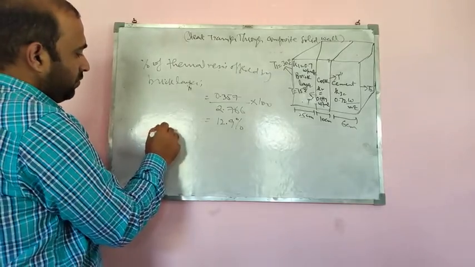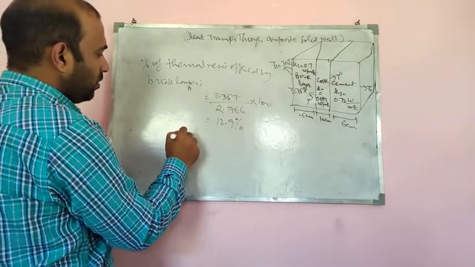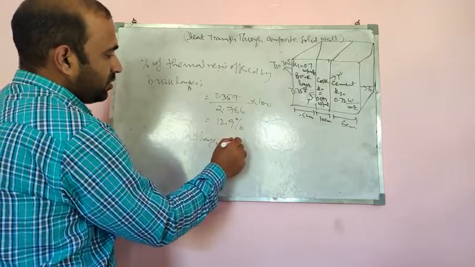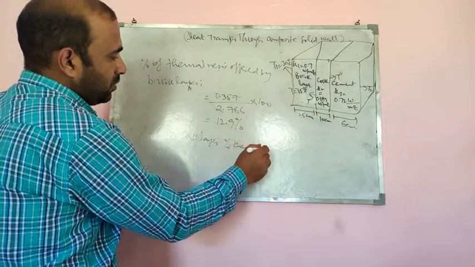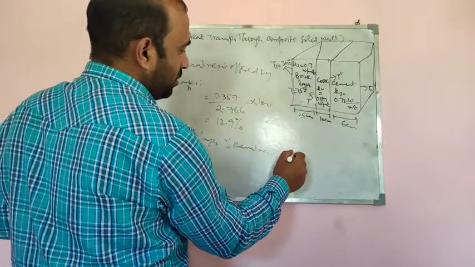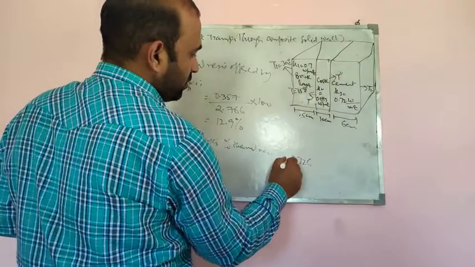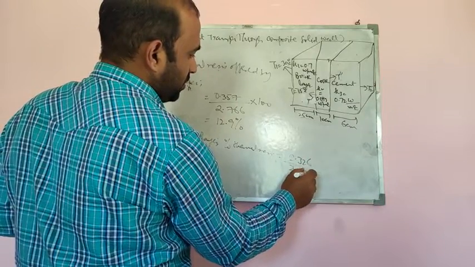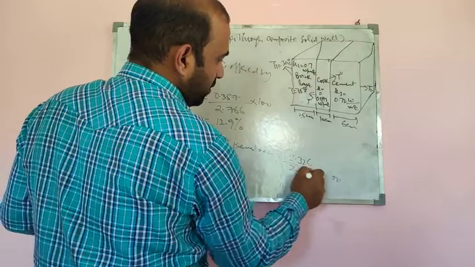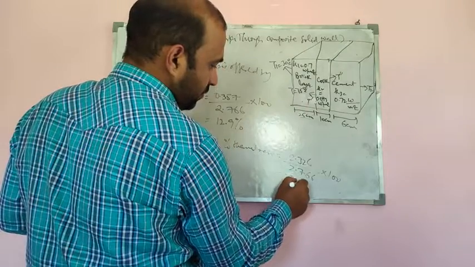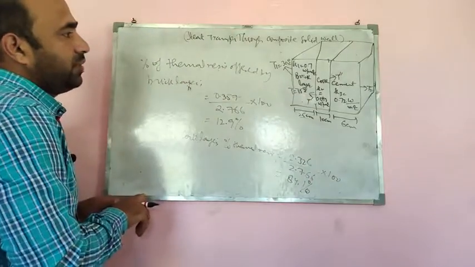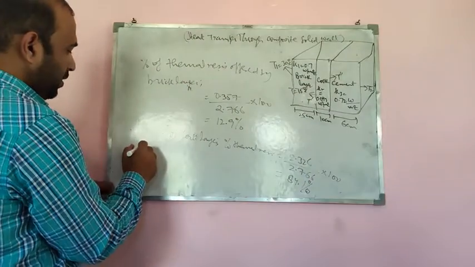Similarly, for the cork layer, the percentage thermal resistance will be equal to its thermal resistance, that is 2.326, divided by 2.766, multiplied by 100. It will be equal to 84.1%. That means the maximum thermal resistance is offered by the cork layer.